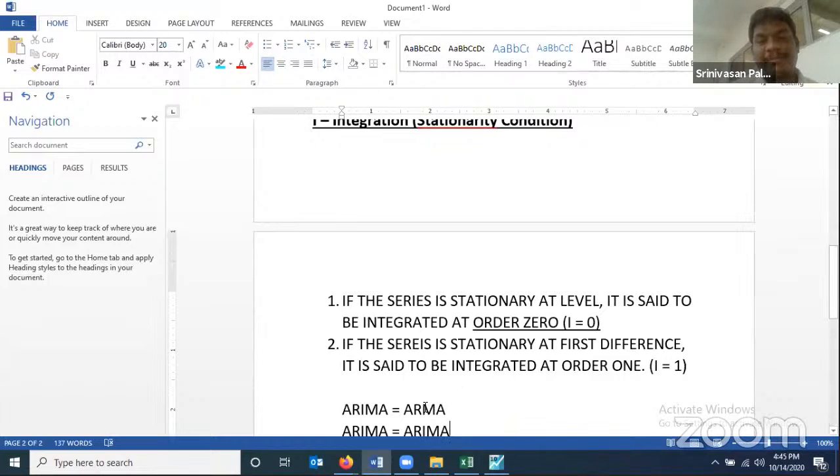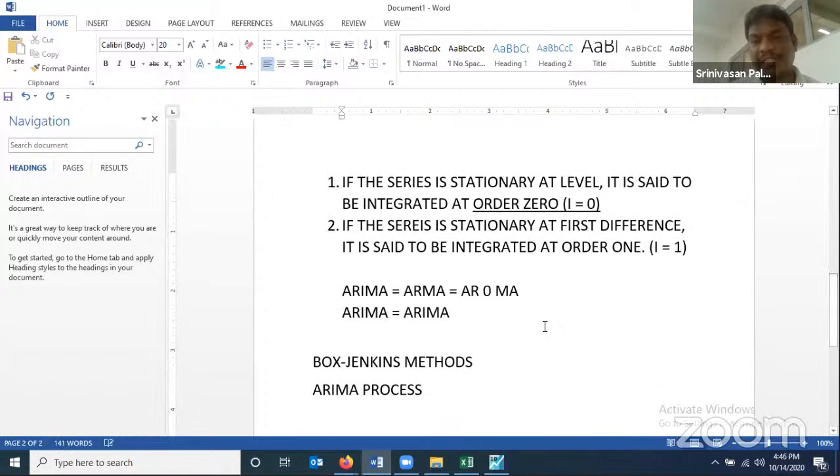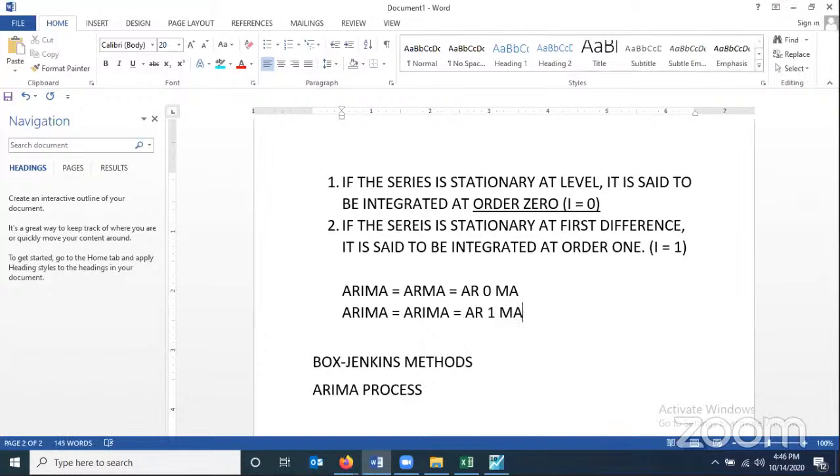In between, I'm going to change this slightly for your understanding. AR0MA, where 0 stands for I. So ARIMA, AR. Can you tell me what is the value in between? 1. Yes, this is 1 over.